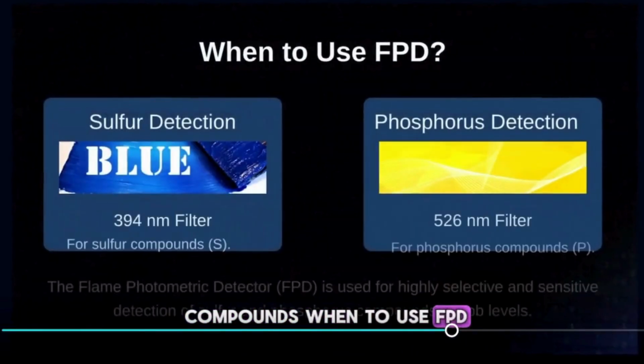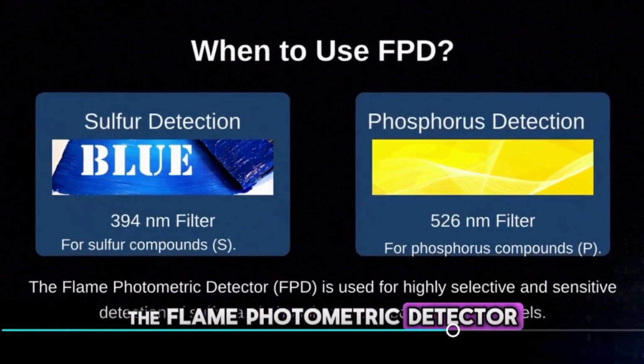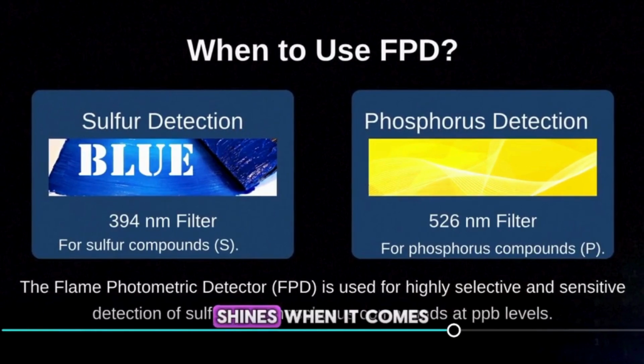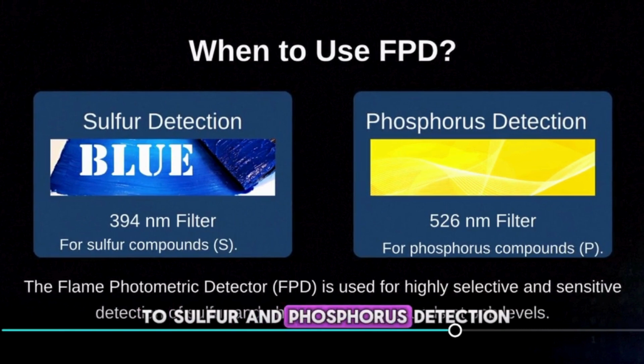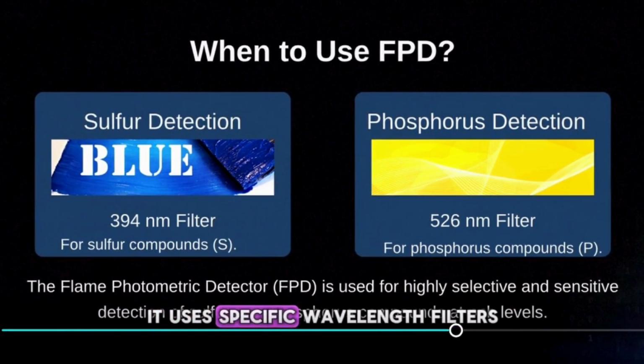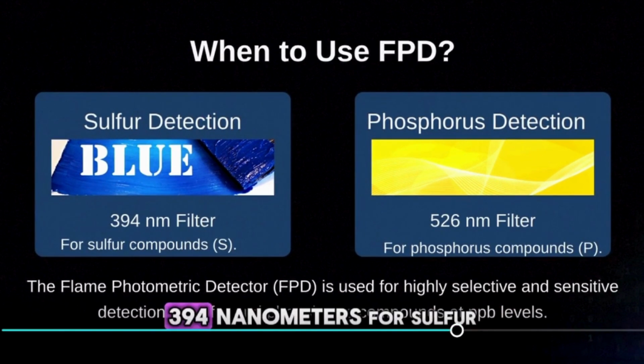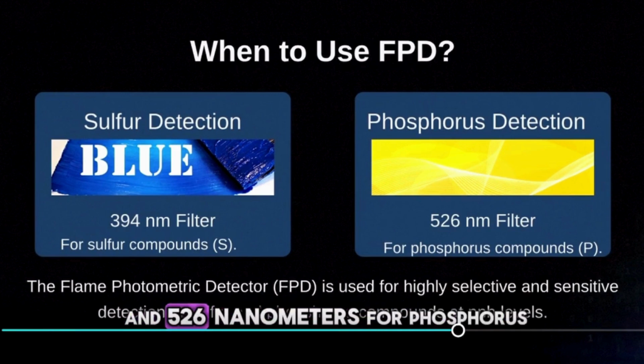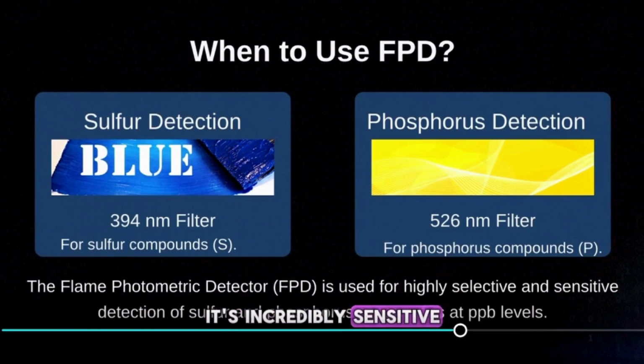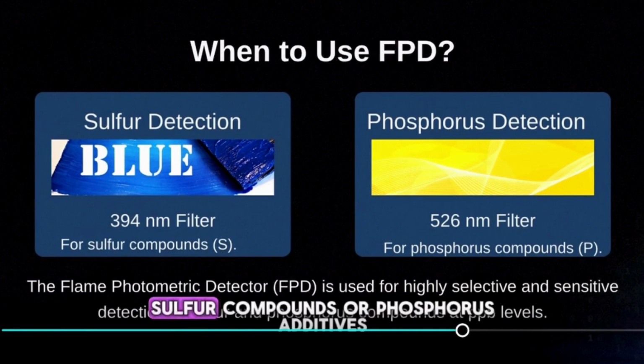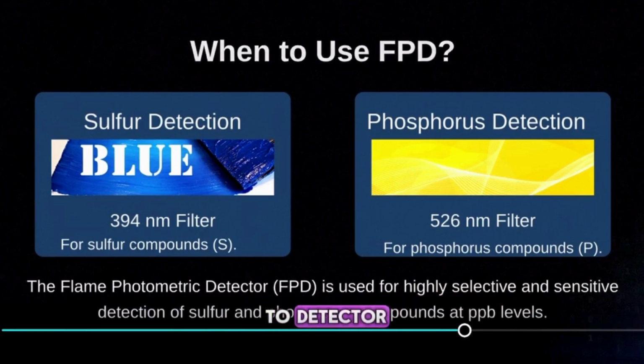When to use FPD? The flame photometric detector, or FPD, shines when it comes to sulfur and phosphorus detection. It uses specific wavelength filters, 394 nanometers for sulfur and 526 nanometers for phosphorus. It's incredibly sensitive, even down to parts per billion. Whenever your target is sulfur compounds or phosphorus additives, FPD is your go-to detector.